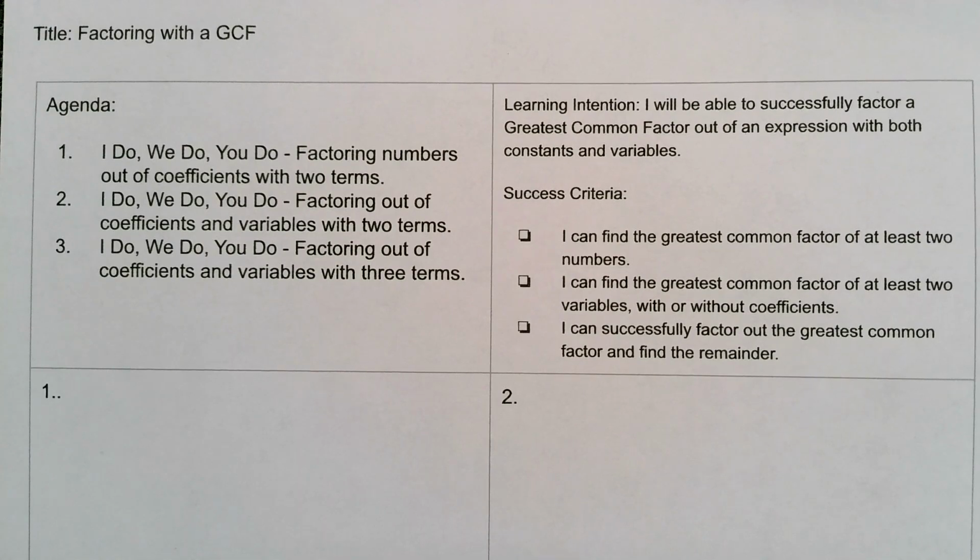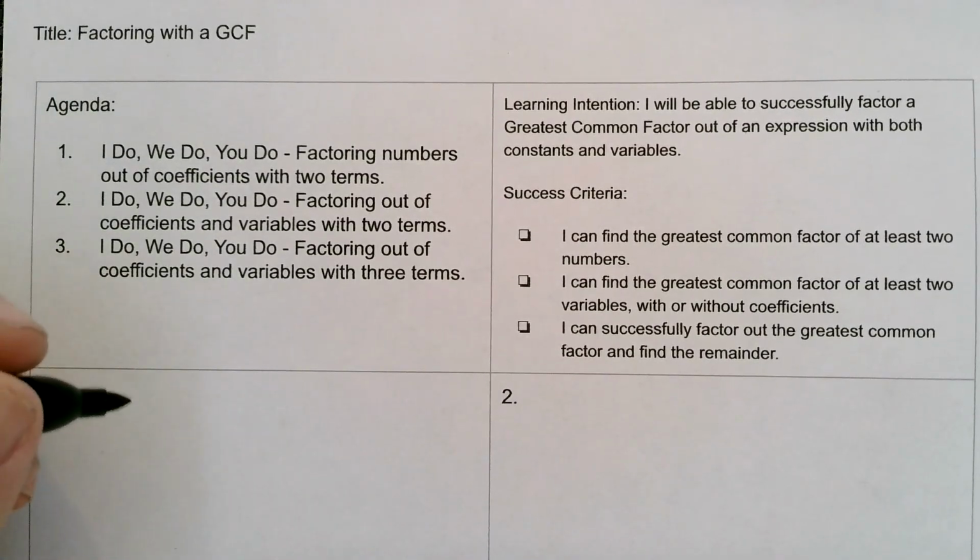Your learning intention: I will be able to successfully factor a greatest common factor out of an expression with both constants and variables. Success criteria: I can find the greatest common factor of at least two numbers. I can find the greatest common factor of at least two variables with or without coefficients. And I can successfully factor out the greatest common factor and find the remainder.